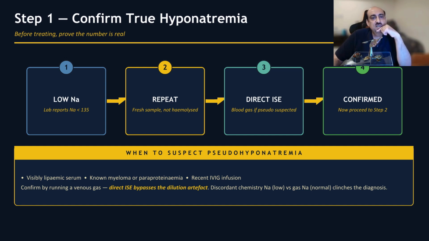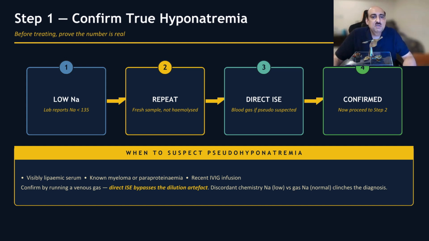Anything which suggests a history of pseudohyponatremia, for example lipemic serum on visual analysis, history of myeloma, paraproteinemia, or recent IVIG infusion, just run it through a venous gas analyzer. As we discussed in our first video, please refer to that in more detail, the direct ion selective electrode method, which is used in VBGs and ABGs, gives a correct reading because it bypasses the dilution artifact which you get with the indirect ISE analyzers in the lab.